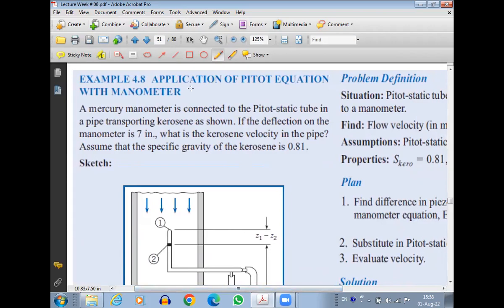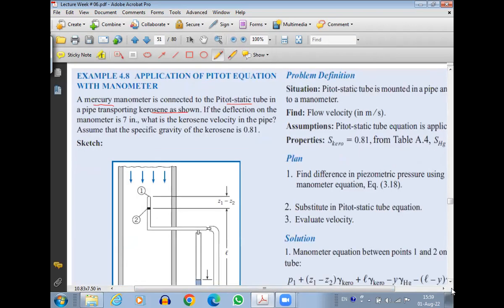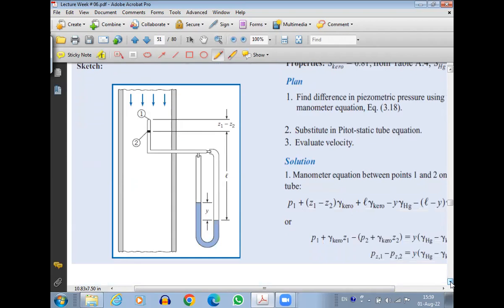Application of Pitot equation with manometer. A mercury manometer is connected to the Pitot static tube. Why is it said mercury manometer? Because inside the manometer, the manometer fluid is mercury. A mercury manometer is connected to the Pitot static tube in a pipe transporting kerosene as shown. So you have a pipe here, and there is kerosene flowing through the pipe. So you have here kerosene. What is kerosene?